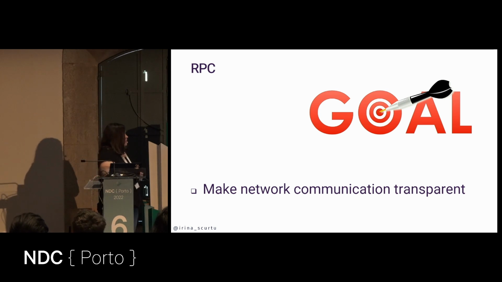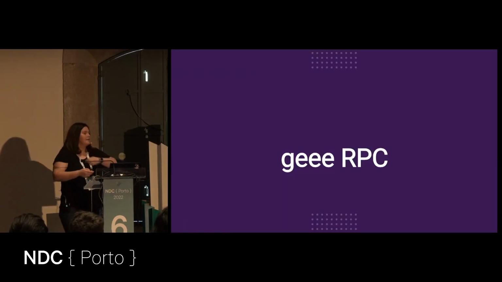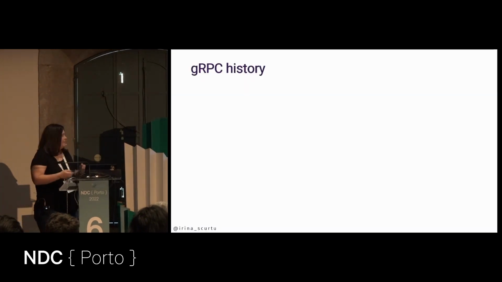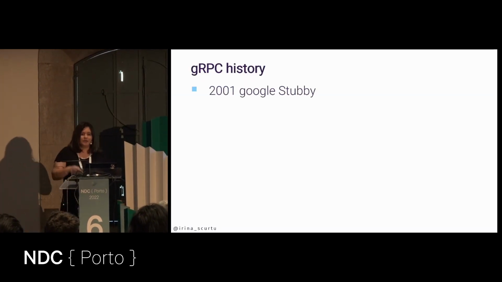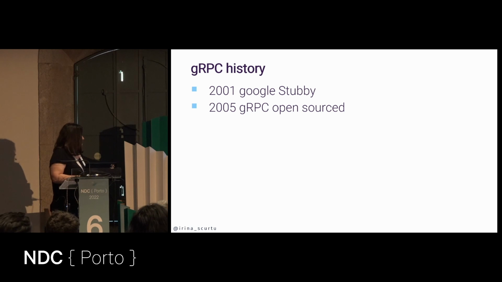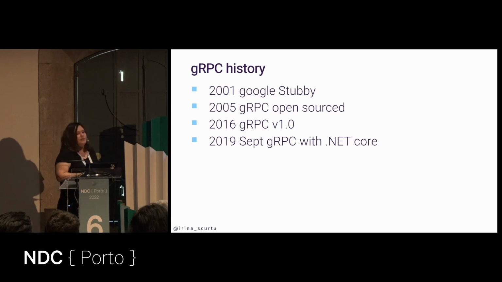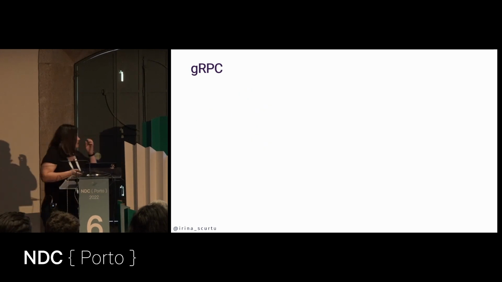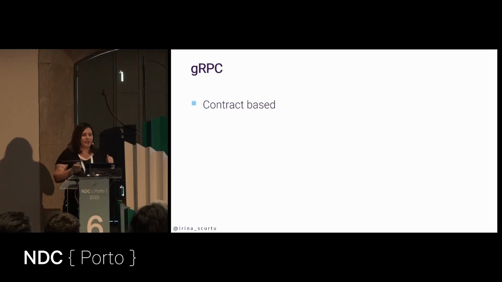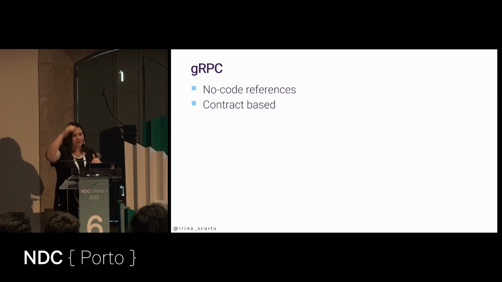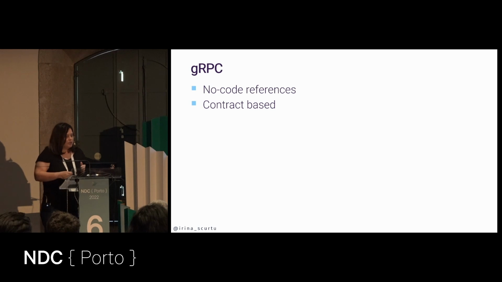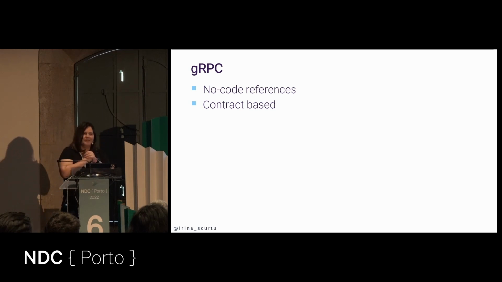Okay? So enough with the history. Let's talk about gRPC. gRPC started in 2001 as an internal project named Stubby at Google. In 2005, they open sourced it, and fast forwarding to 2019, well, we got it in .NET Core as a first-class citizen. Okay, so what is gRPC? gRPC is contract-based. You will need to create an interface definition. So you remember SOAP? Similar in this way to SOAP.